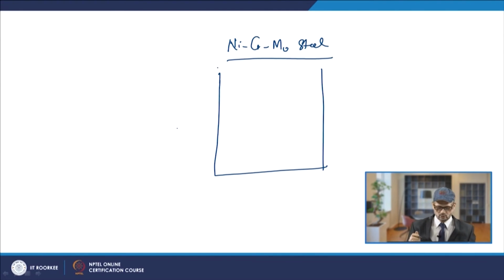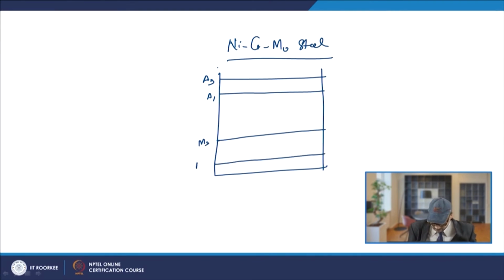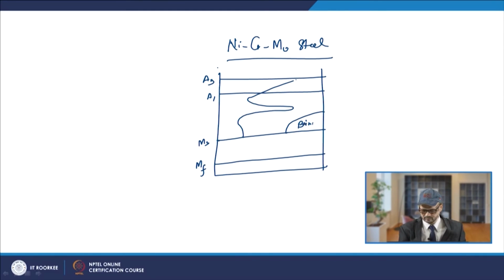So, what happens is that if this line is A1 and this line is A3, and this is your MS and MF temperatures, then the curve goes this way. And this is your bainitic zone, and towards this side you will have alpha plus pearlite, you will have another zone coming here, and this will be alpha plus gamma plus pearlite, and you will have gamma plus alpha.